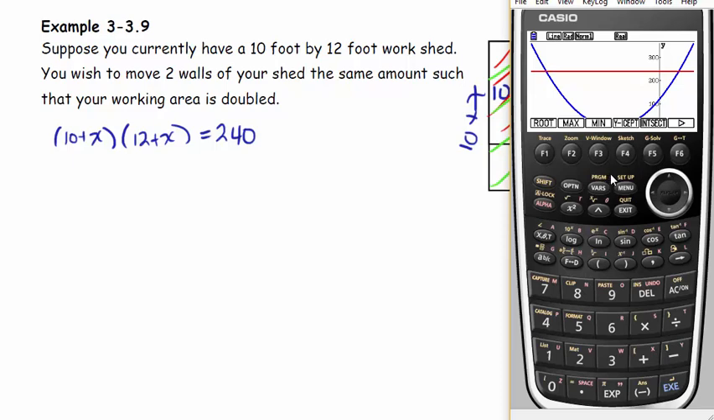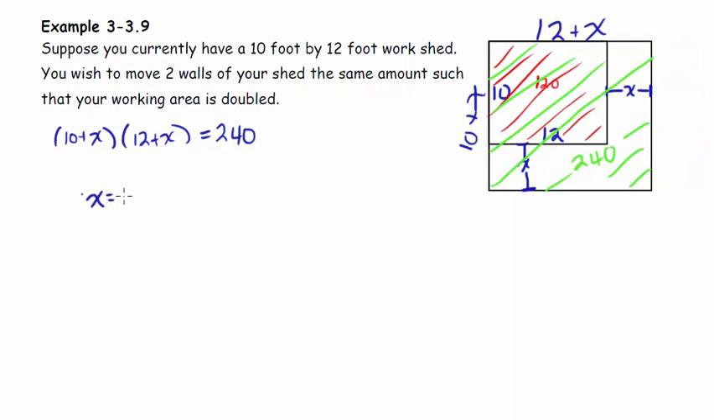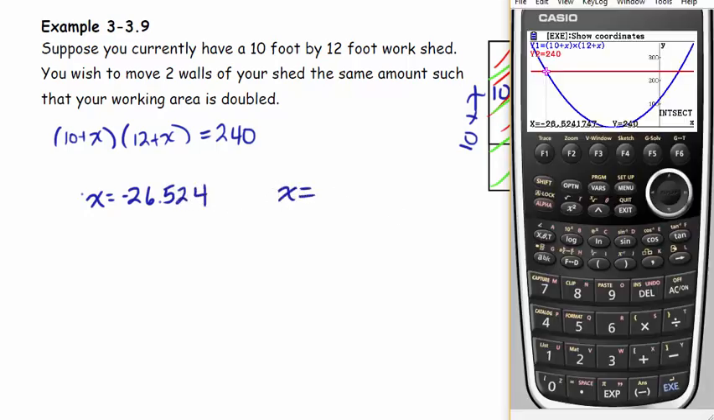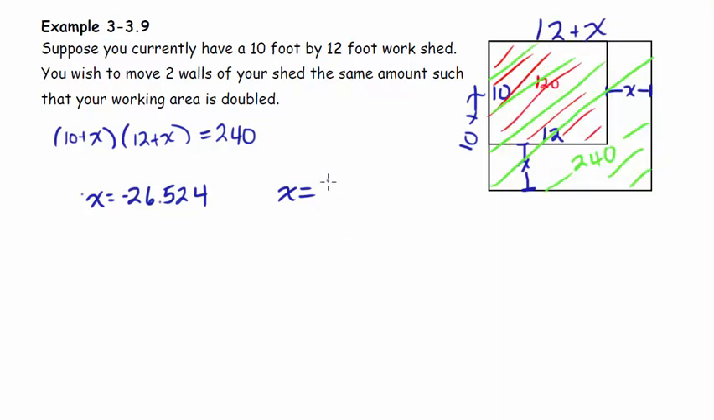So I'm going to go to my Graph Solve menu, Shift F6, then intersection. The negative value is negative 26.524. And then the positive value here is 4.524. Alright, so we might get two solutions, but we're going to throw one of them out, right? And x equals, to jump to that positive solution, we're going to use the right arrow and we get 4.524. Alright, and then we can throw away this one.